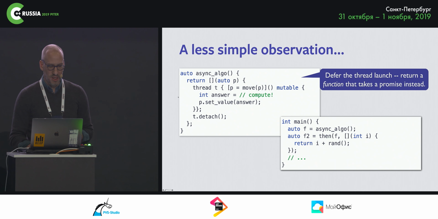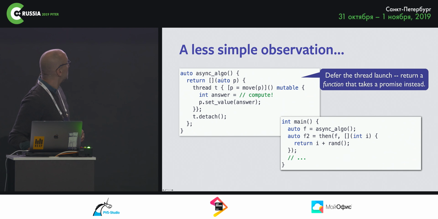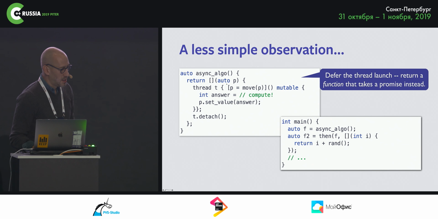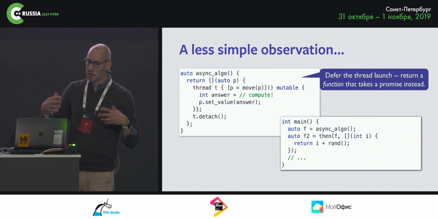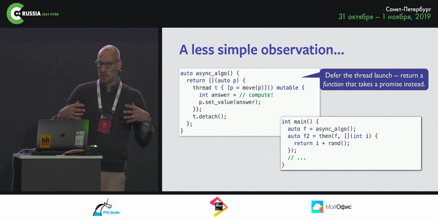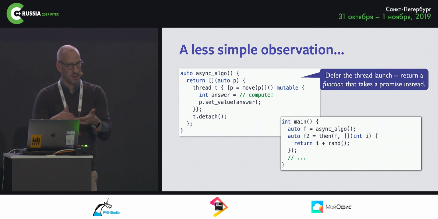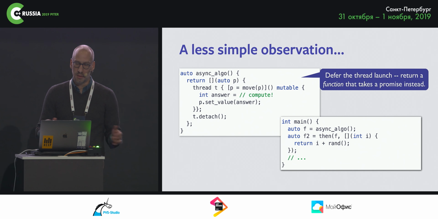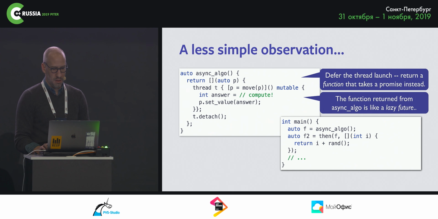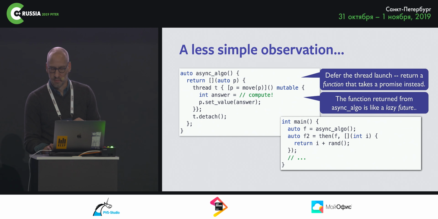Now I did something cute here. I no longer hard-coded this to be a std promise or a boost promise. I've kind of let that type float, and that's going to be important. So I return a lambda. It takes a promise, captures the promise in another lambda, which you pass to the thread. That becomes a thread function. That does its work, sets the answer of the computation on the promise, and you're done, okay? Everybody see that? Now we can imagine that this lambda that takes a promise, we can call that a lazy future.